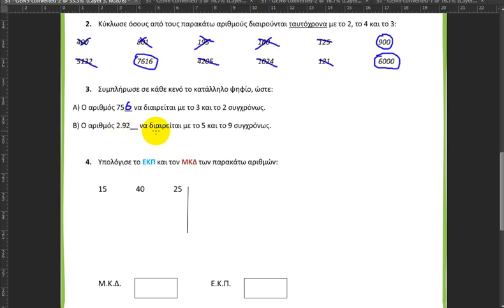Here we want it to be divisible by 5 and 9. For 5, we can either put 0 or 5 here. So we need to think which of the two would make it so that the sum of the digits is divisible by 9. 2 and 9 and 2 makes 13. Plus 0 stays 13, so it's not divisible. Plus 5 makes 18, which is divisible by 9.